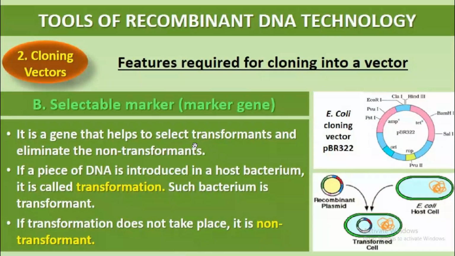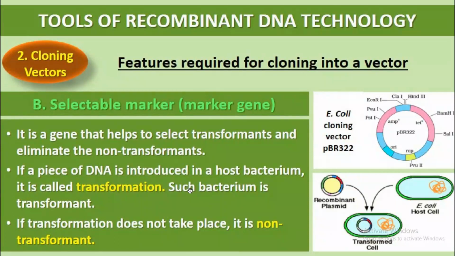The second quality or second feature is the selectable marker. They are otherwise known as marker genes. It is a gene that helps to select transformants and eliminate the non-transformants. These marker genes are used to eliminate the non-transformants, that means to select the transformants. We require transformants for recombinant DNA technology, or in order to prepare a specific protein, and we have to eliminate the non-transformants.